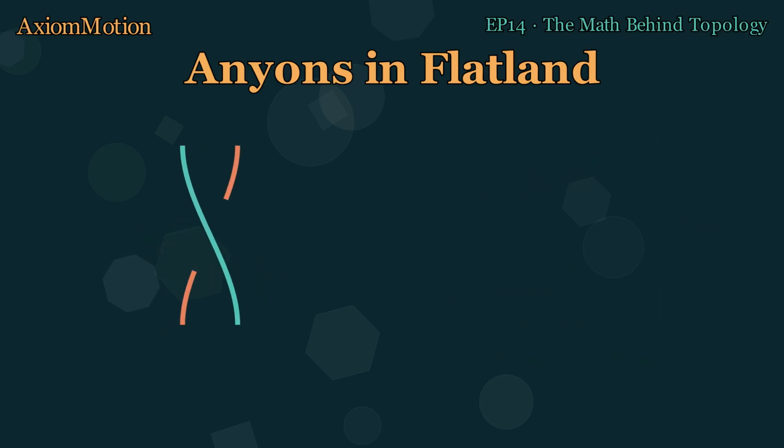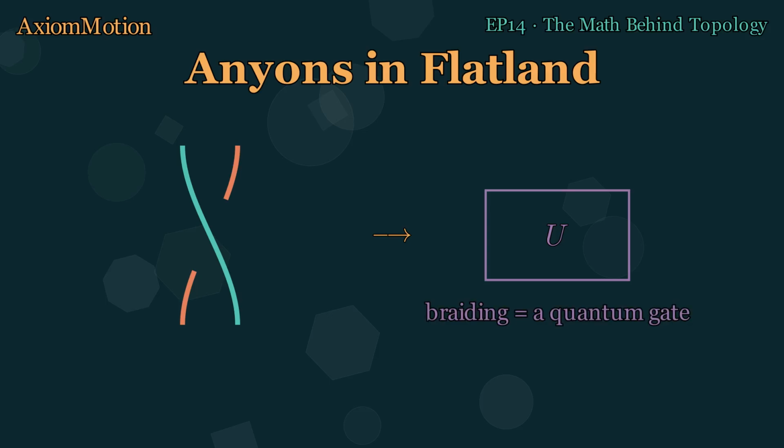For the special anyons we care about, the non-abelian ones, swapping them does something remarkable. It applies a unitary operation, a quantum gate, to a hidden state shared between the particles. That state is stored non-locally, smeared across the anyons, so local noise cannot corrupt it. The information is protected by topology itself.